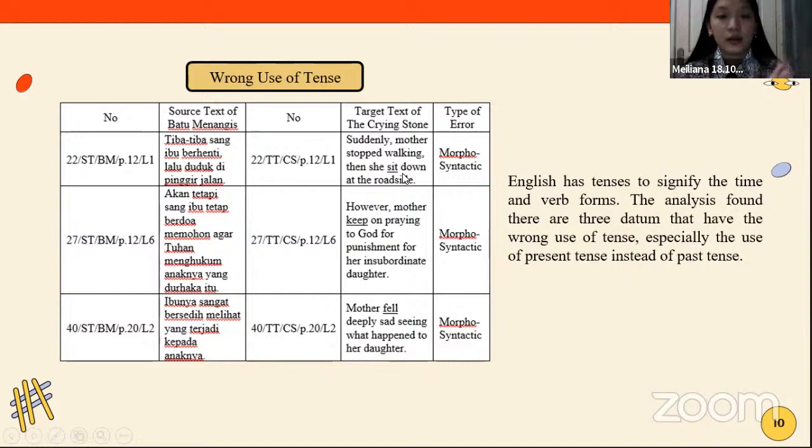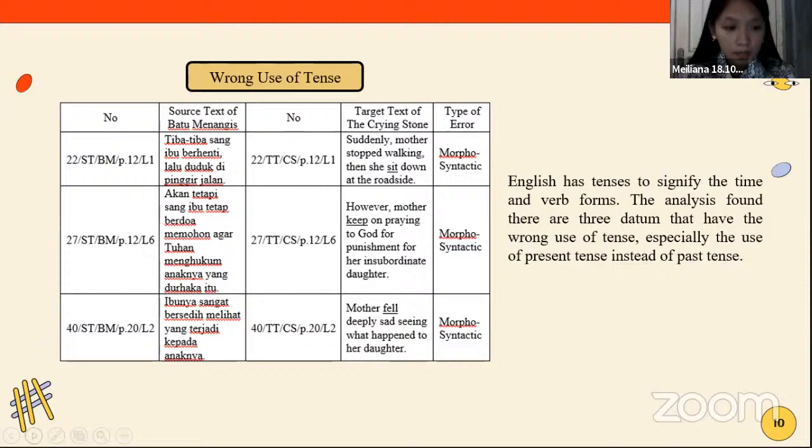Here, the verb is wrong because it's supposed to be in the past form. So it's supposed to be sat down. And then the second is data 27, the word keep. The word keep is also wrong because, however, mother keep on praying to God for punishment. It's supposed to be kept. The past form of keep is kept. And then the third one is feel. It's supposed to express the feeling of the mother. It's supposed to be felt, the past form of feel.